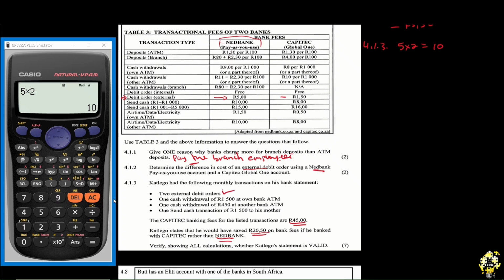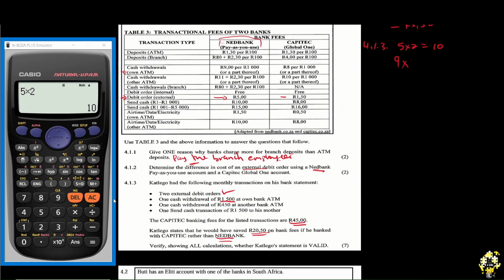Second one, cash withdrawal of 1,500 at own bank ATM. Cash withdrawal at own bank ATM is here. But how are they charging him? 9 rand per 1,000 or part thereof. By now you understand what we are going to do here. We are going to say 9 rand and multiply it by how many thousands we have in 1,500. We have 1. What do we do with this 500? We are going to treat it as a whole 1,000. Why? Because they said or part thereof.